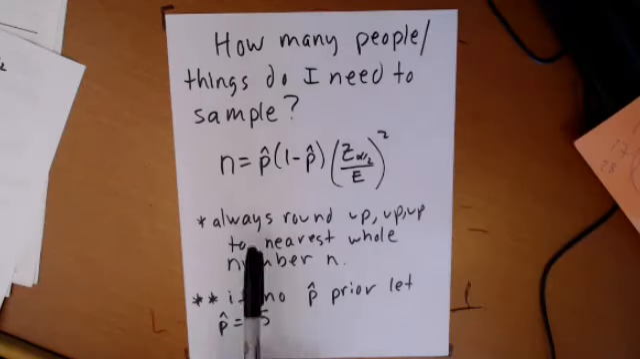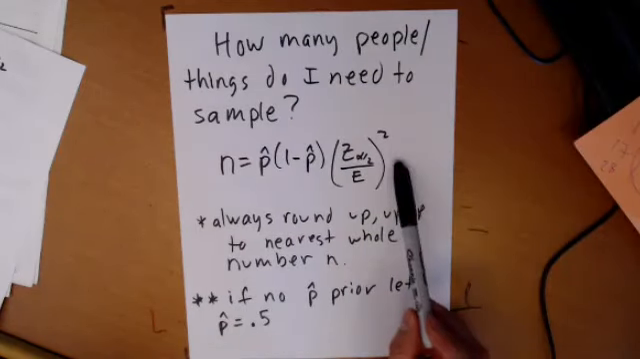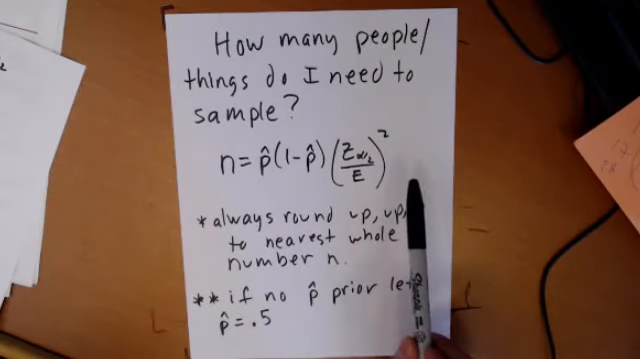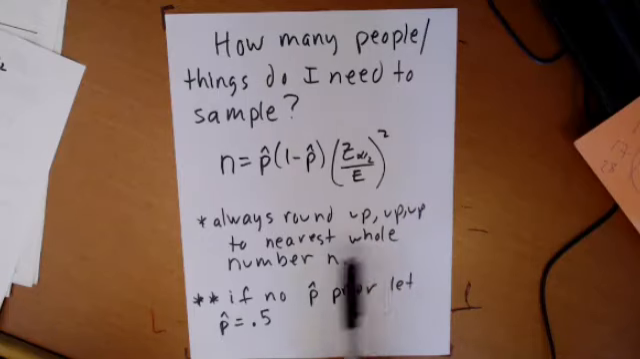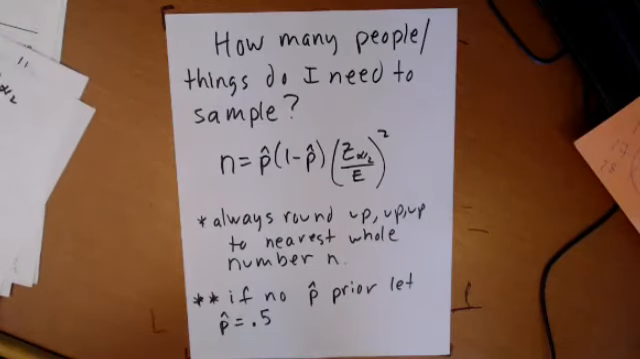And then there's two things to remember with this formula. Oh, there's no calculator shortcut. That's one. But you're going to always round up to the nearest whole number n. That's a little weird. I think I made a good example where we do that. And then another thing is if there is no p hat prior, or no previous p hat, you're going to let p hat just be 0.5, 50-50. So if you don't know what p hat is, 50-50. Okay. Again, we'll do an example so that these make sense.